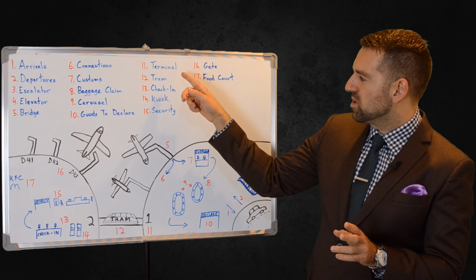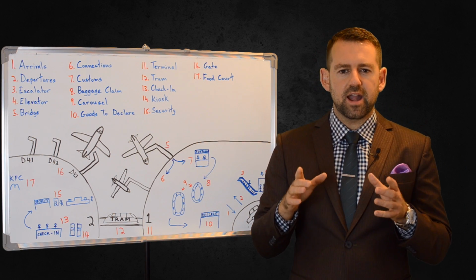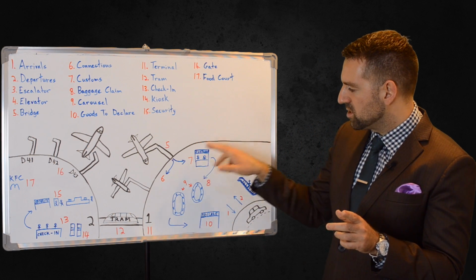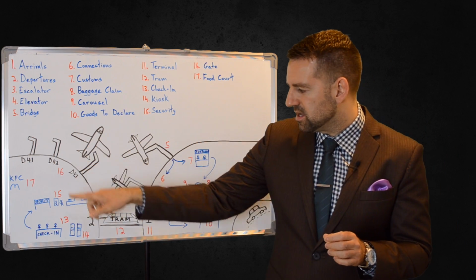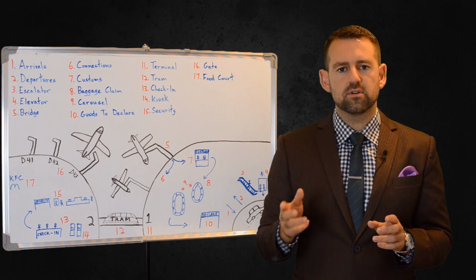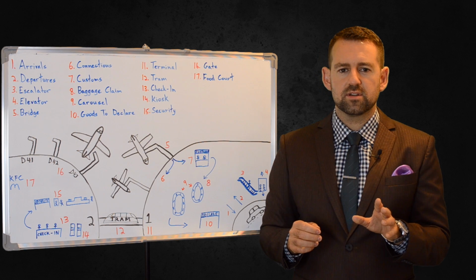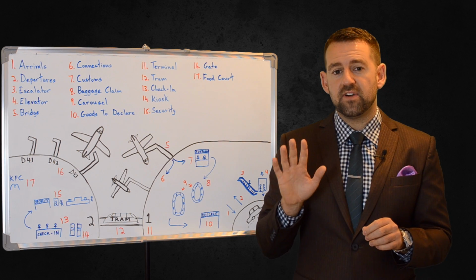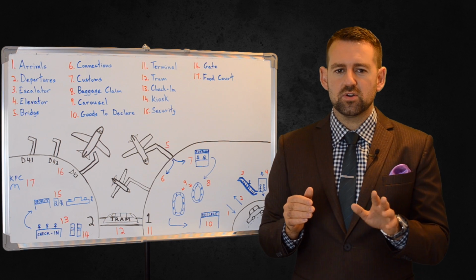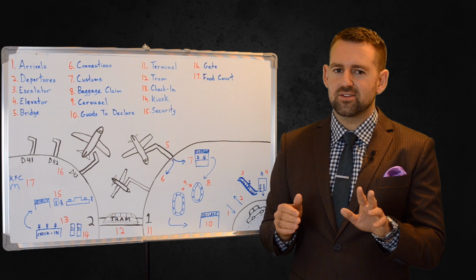Okay, the next word is terminal. So a terminal is the airport building. For example, this is one terminal and this is another terminal. And they have numbers, 1, 2, 3, 4. London Heathrow Airport, for example, has 5 terminals. So you need to make sure that you're at the right terminal. Otherwise, you might get lost.